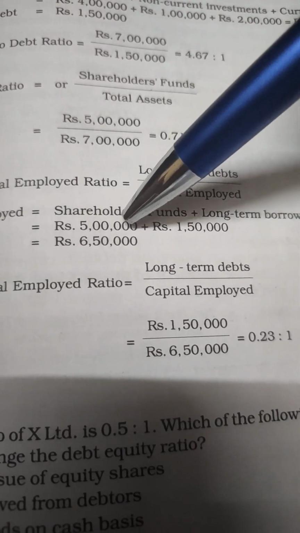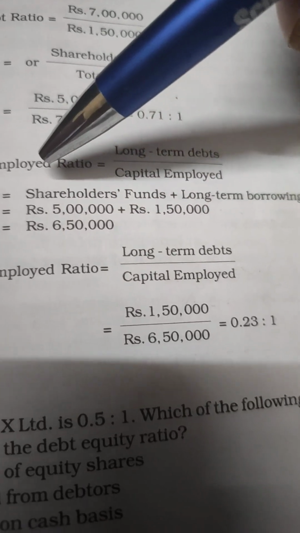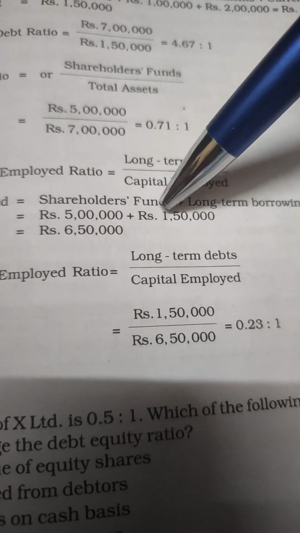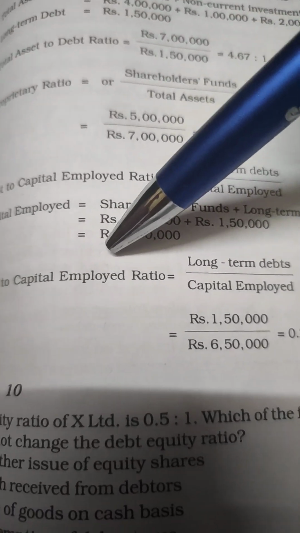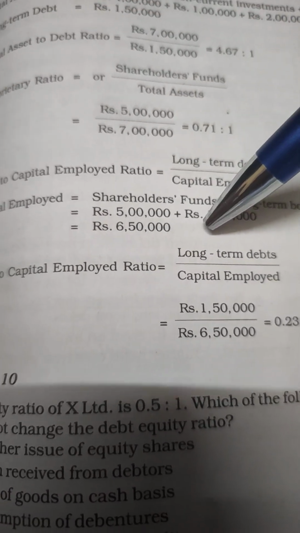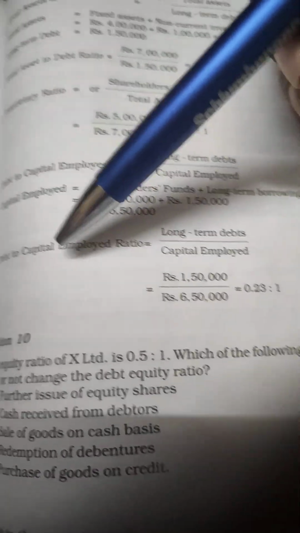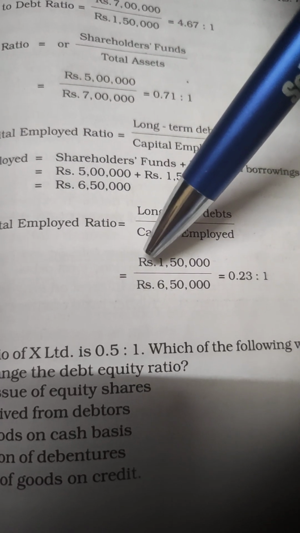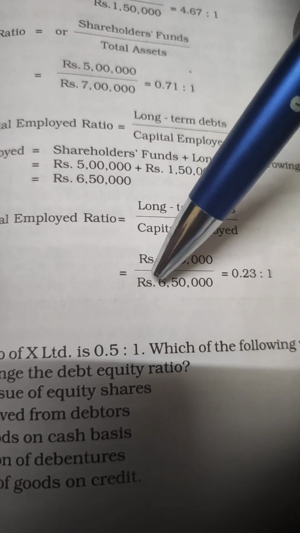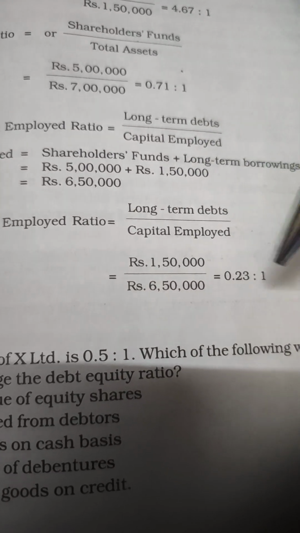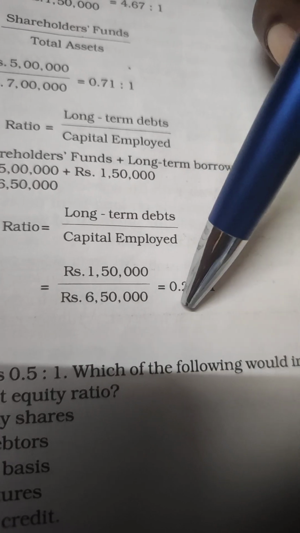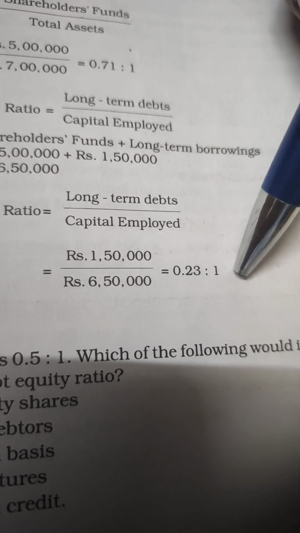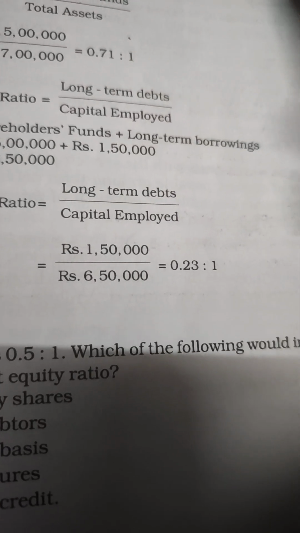So here the shareholders funds we have calculated as 5 lakhs, then the long-term borrowings is 1,50,000. So the total amount becomes 6,50,000. Then inserting it in the equation, we can write it as 1,50,000 divided by 6,50,000. The amount we get is 0.21. So the answer will be 0.21:1.